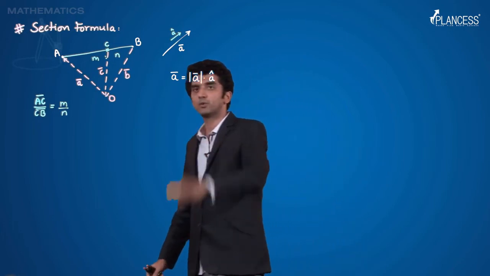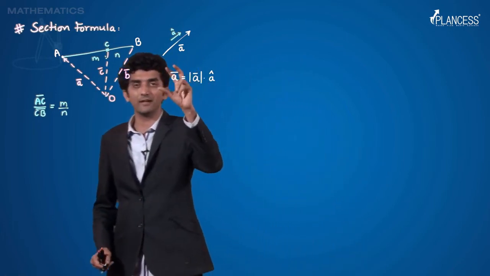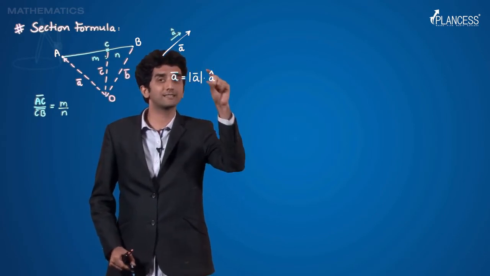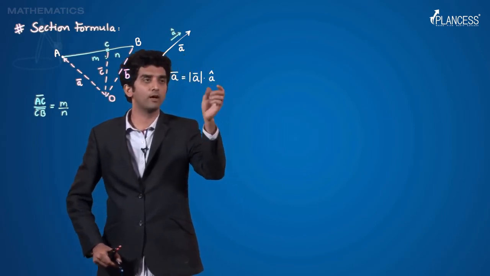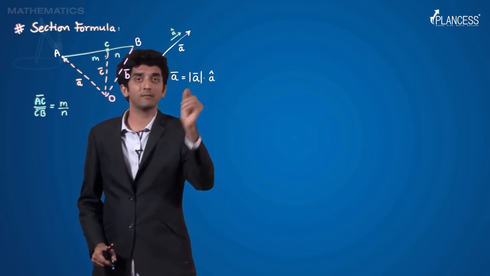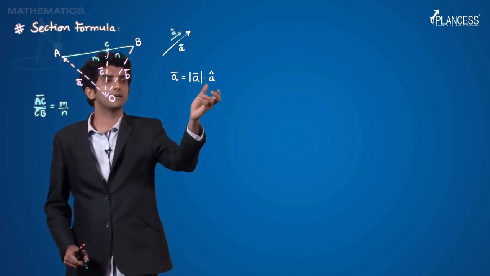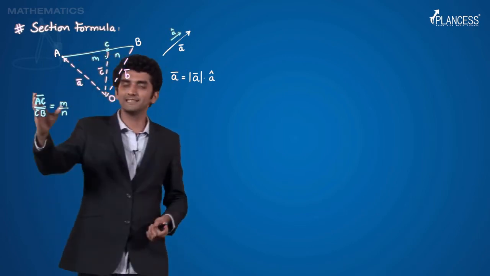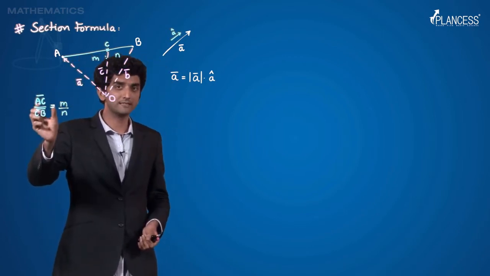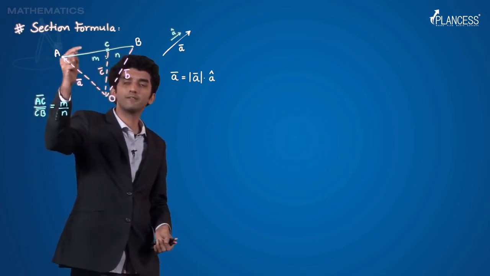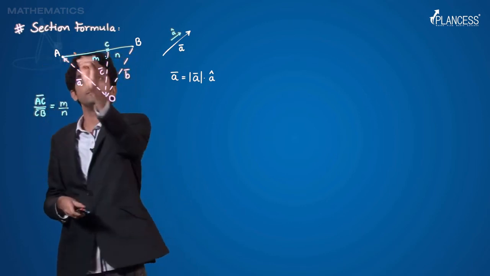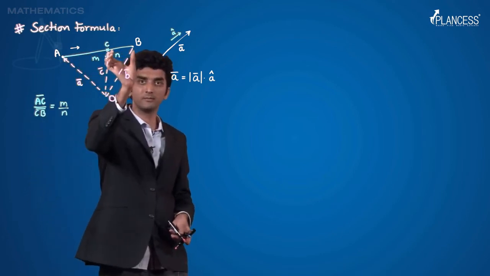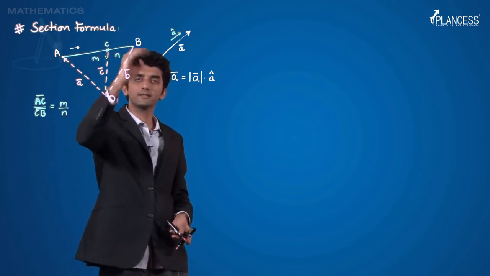So this is how it works. Now, once we know that any vector can be written as its magnitude into its corresponding unit vector. Why? Because this unit vector gives you the direction and the magnitude gives you the magnitude. Together combined will give you the original vector. We can say that AC bar is modulus of AC bar into a unit vector in this direction, and CB bar is modulus of CB bar into a unit vector in this direction.